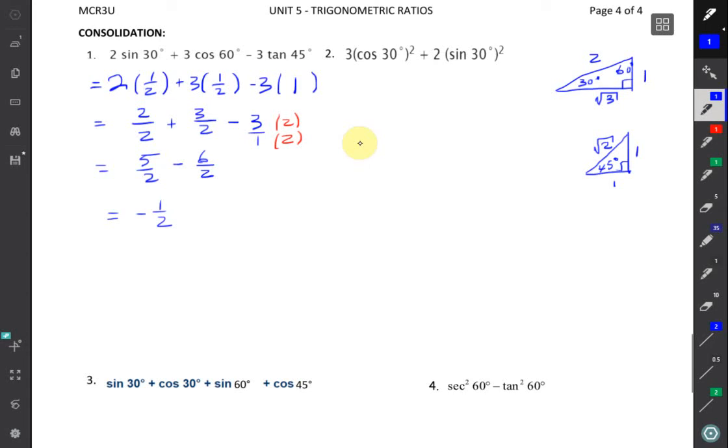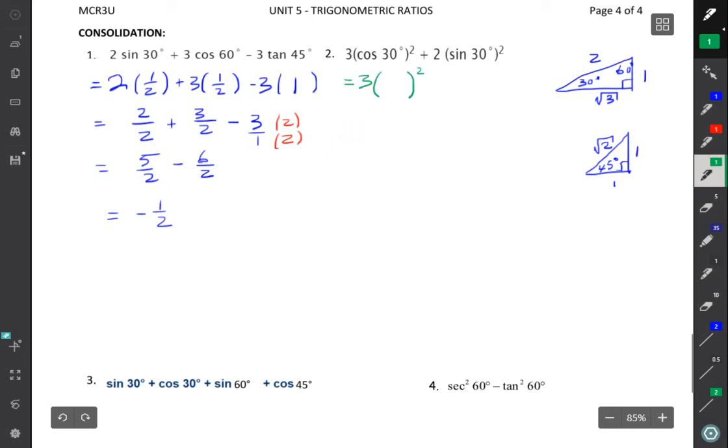Coming over to this question, 3 times the cos of 30 squared. The cos of 30 is the adjacent over the hypotenuse, which is root 3 over 2.